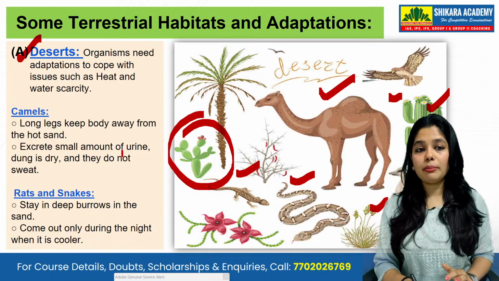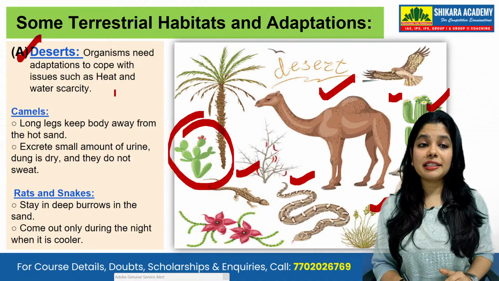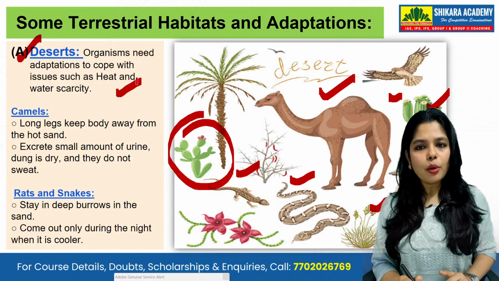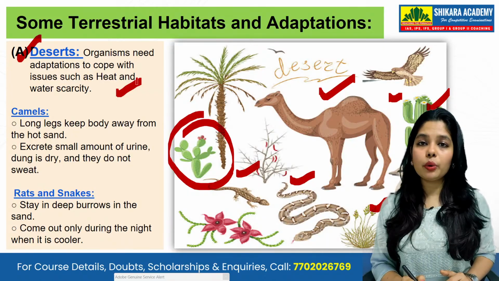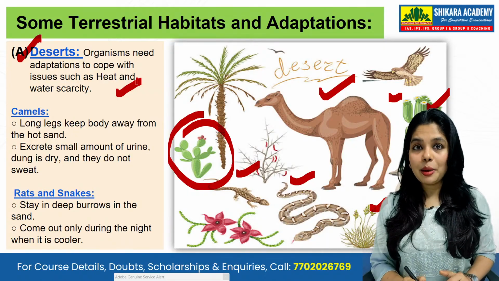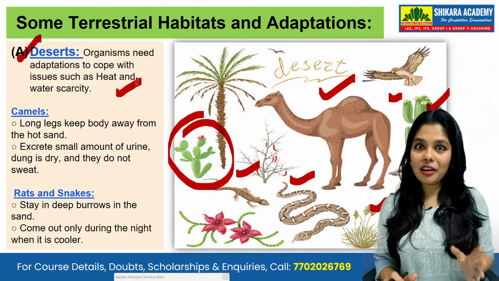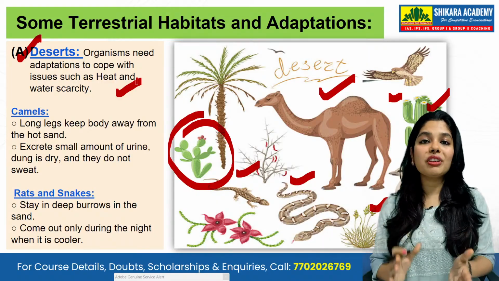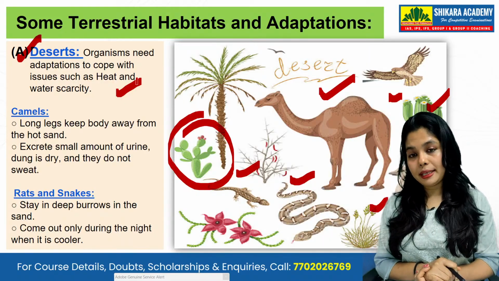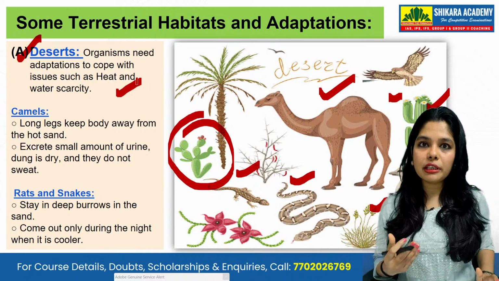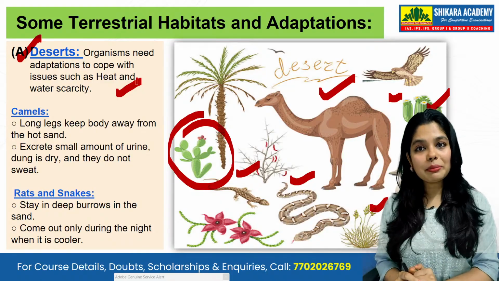And if we talk about organisms, they need adaptation to cope with issues such as heat and water scarcity. Water scarcity is something everybody knows when it comes to the desert area, right? But there are organisms which are coping with the desert climate in that place. They have certain kinds of skills by which they are able to do that. How are they able to do that?